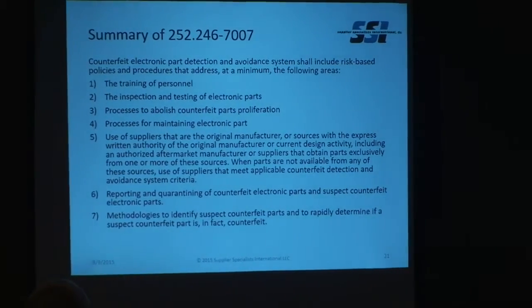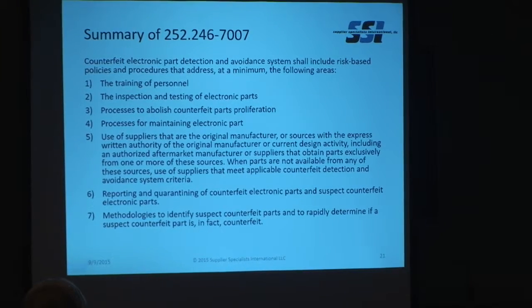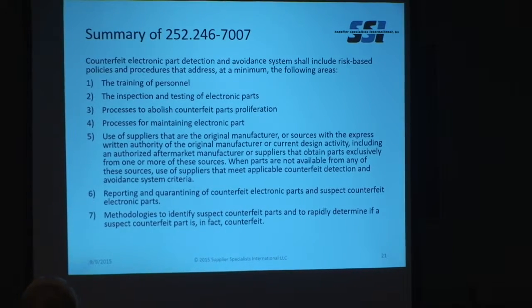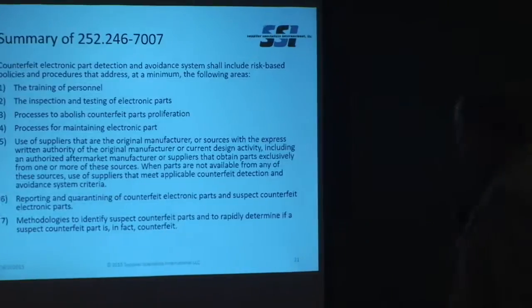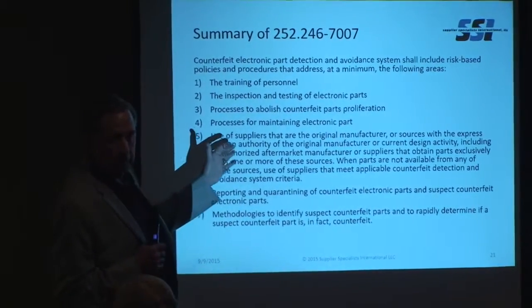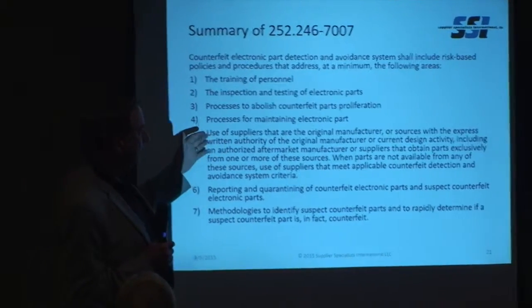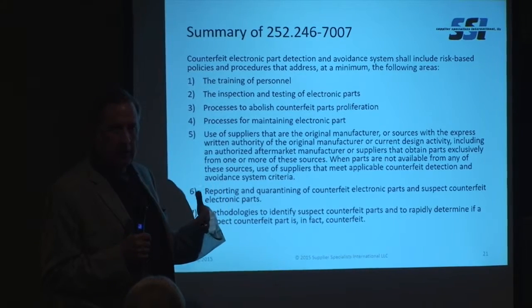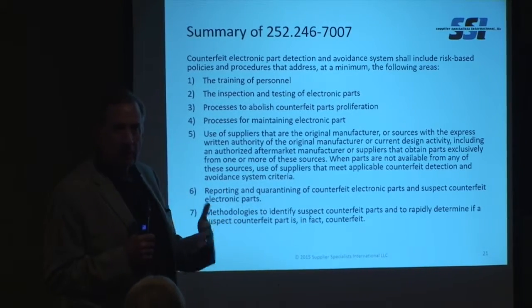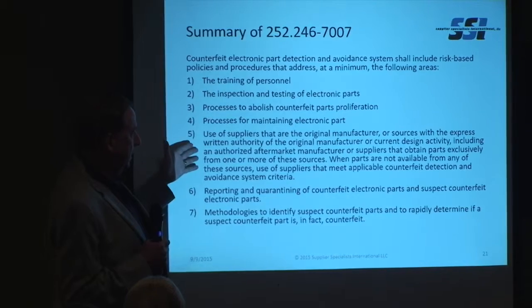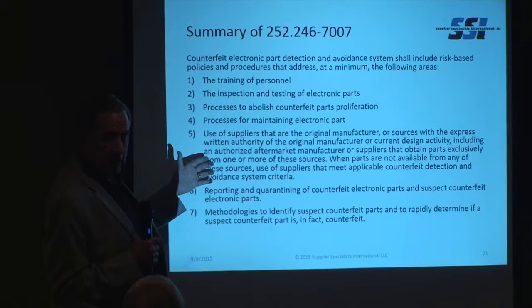And then this is what's called out on the counterfeit electronic part detection avoidance system: training, inspection, process to abolish counterfeit parts, process for maintaining electronic parts. This is a big one here. Use of suppliers that are the original manufacturer, that's also known as the OCM or OEM, or sources with the express written authorization of the original manufacturer. So that would be, say, a licensee, someone who has the IP in writing from the original manufacturer to produce the parts. That's who you have to go to now to buy the parts.